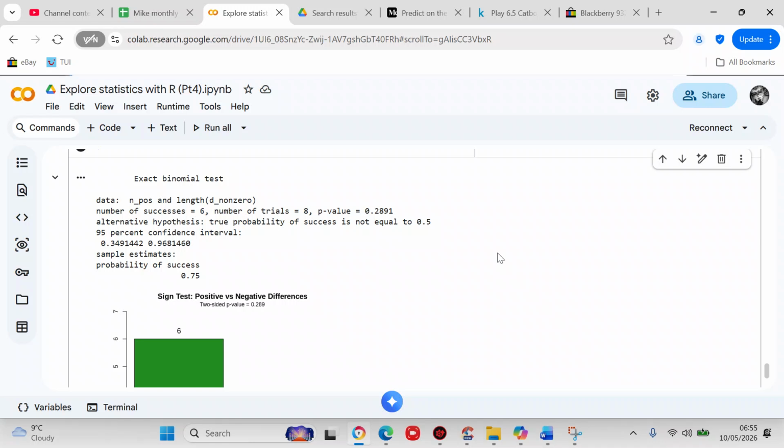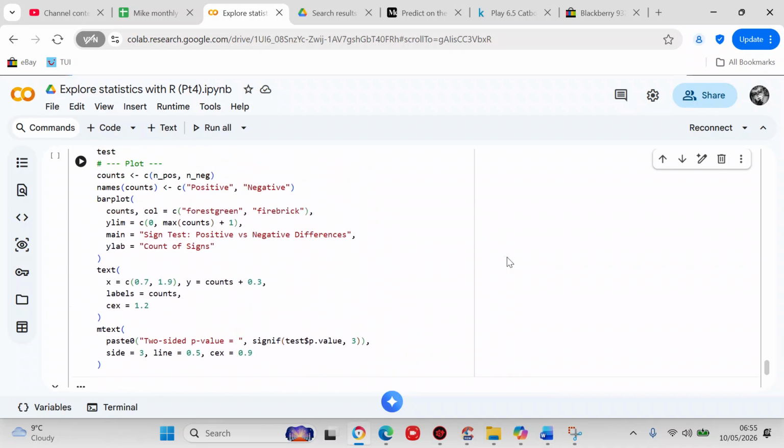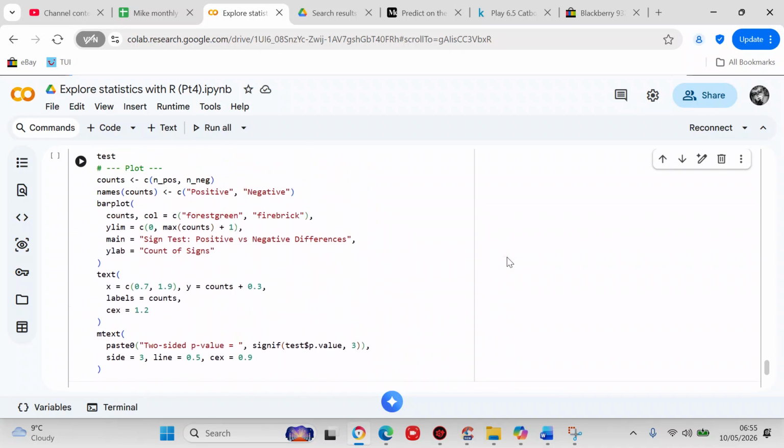You've got a 95% confidence interval, and the values are 0.349 to 0.968. And then you've got your sample estimates: a probability of success of 0.75. So the p-value is greater than 0.05, which means you're going to fail to reject the null hypothesis. And basically, that's how it goes.